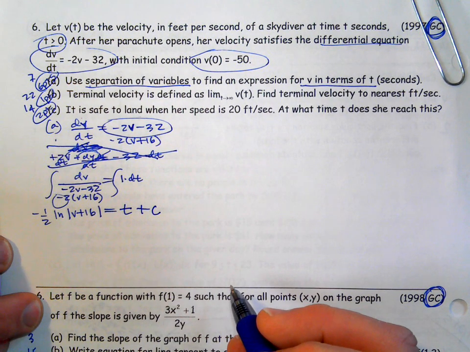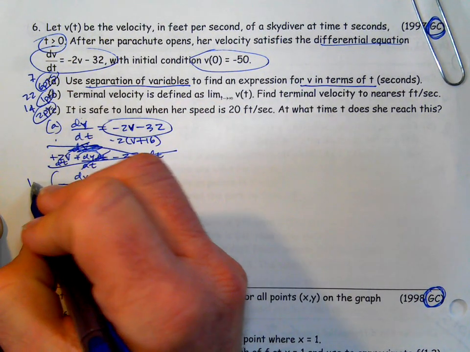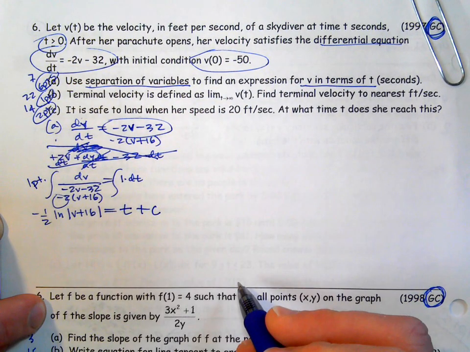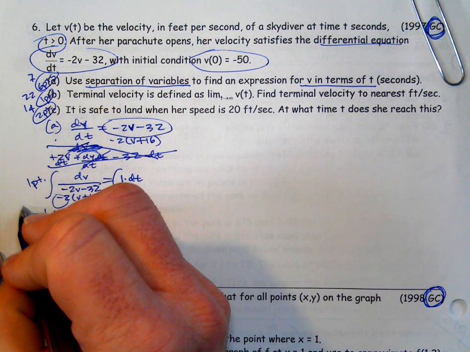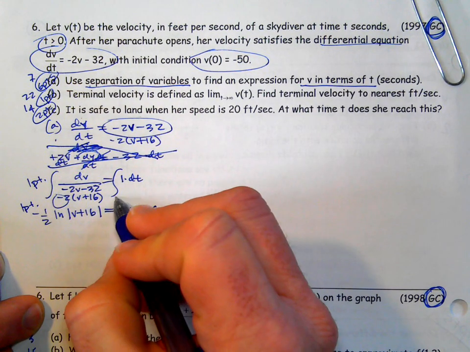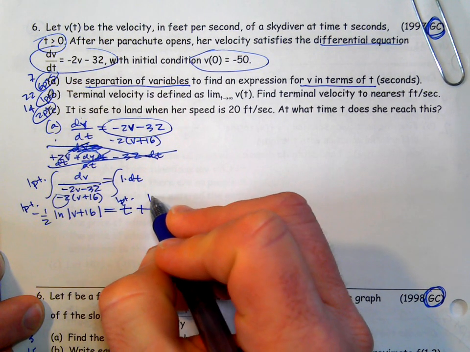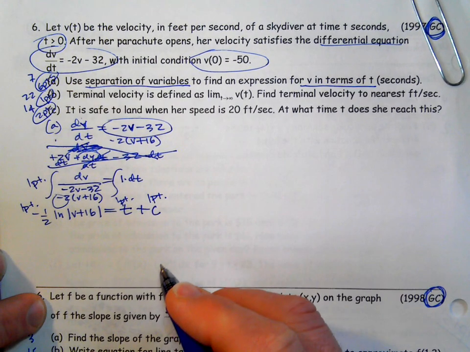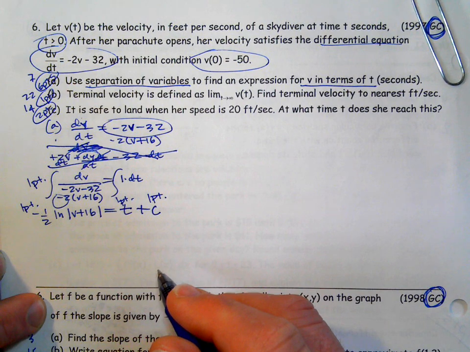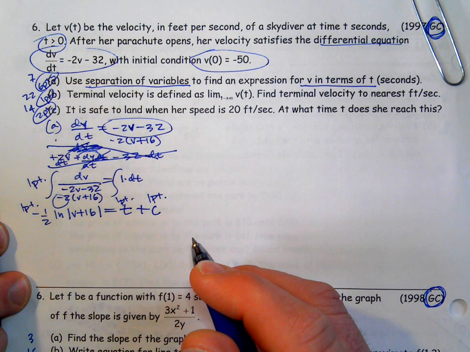So point-wise, you're getting 1 point for separating the variables. If you don't, you're probably going to lose all the rest of the 6 points. You're getting 1 point for integrating each side. You're getting 1 point for putting plus c. See, don't you want to just gobble all these points up? I mean, these are quick points, free response points.